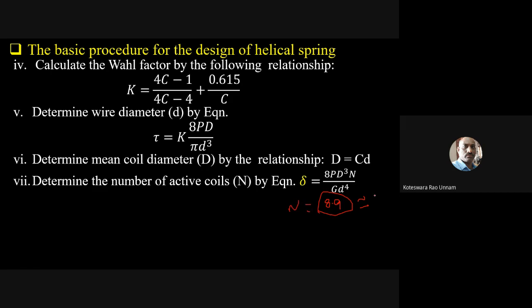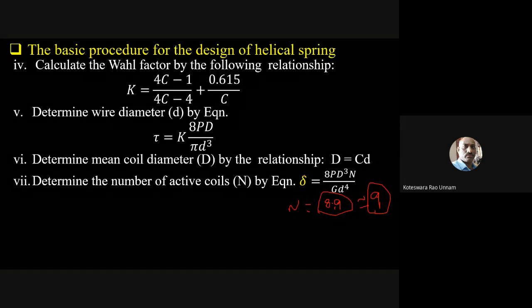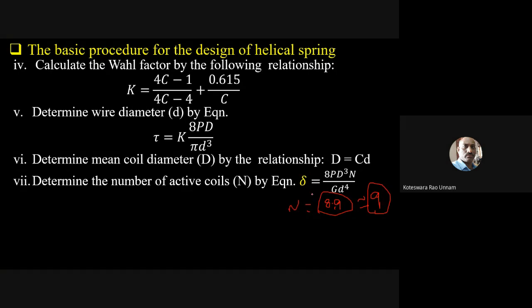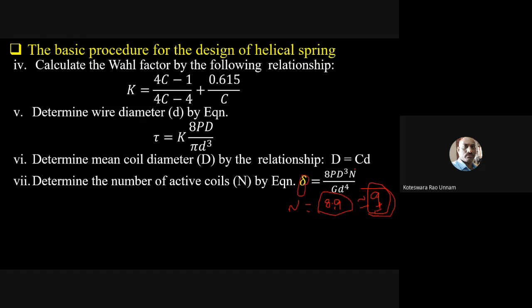I need to round it off to the next higher integer. From the calculation I get n equal to 8.9, but I round it off to the next integer, so it is going to be 9. That means with this equation, if n is equal to 8.9 only, I get the delta I estimated in the first step. But after rounding, if I take n equal to 9, your deflection is not going to be the same as what you estimated in the first step.